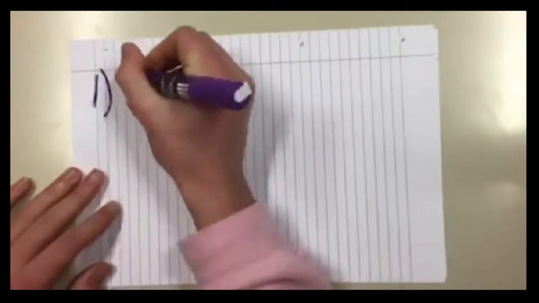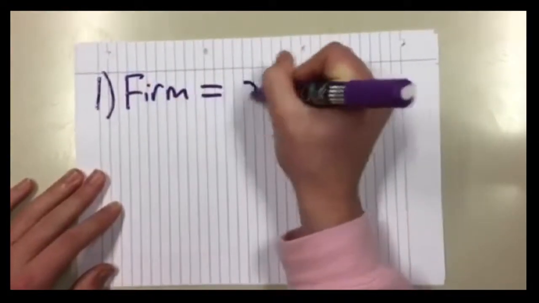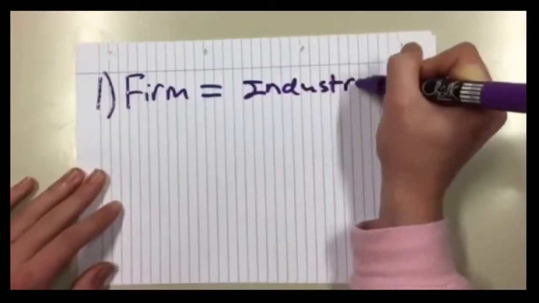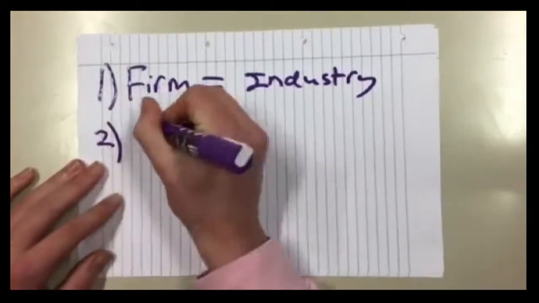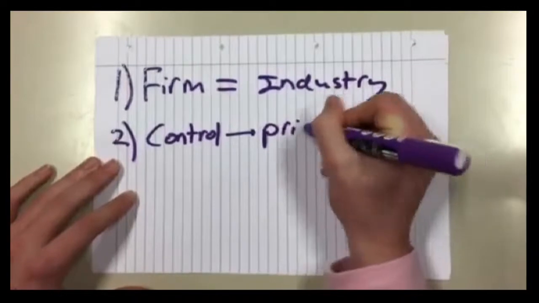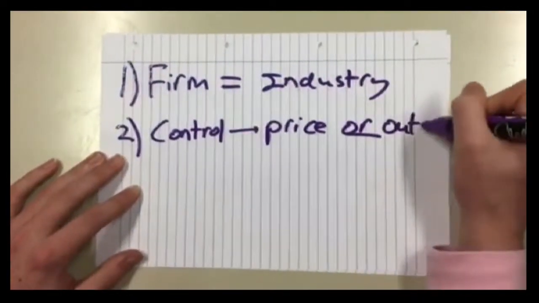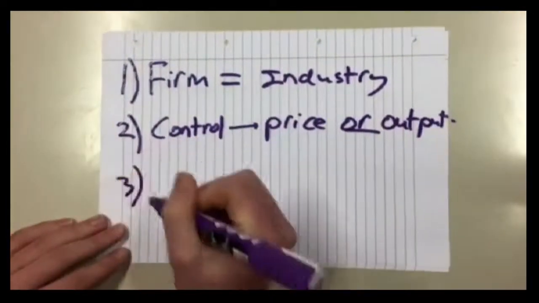Characteristics of monopoly. 1. The firm is the industry. There is no distinction between the two. The firm supplies the entire output of said industry. 2. Control. The firm can either control the price or the output. The output is decided by consumers. The price is determined by the market.